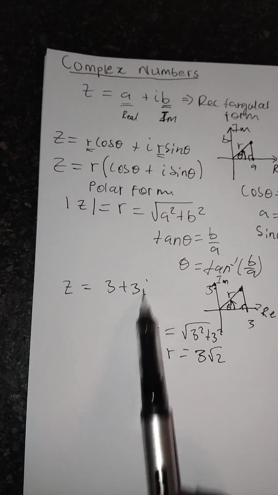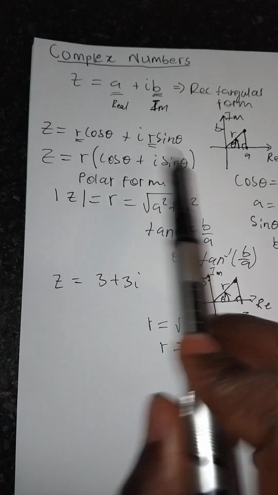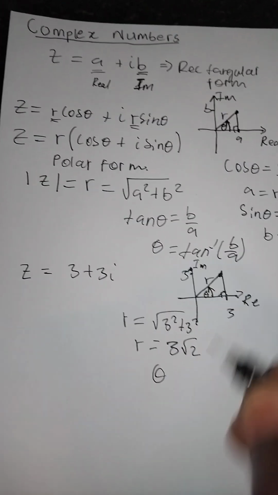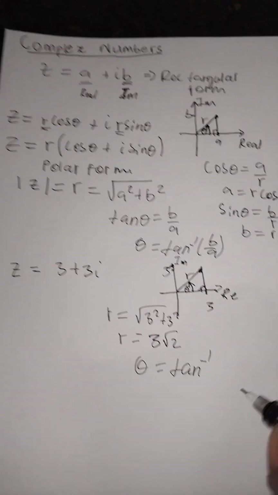Remember, we're converting this rectangular to polar form, and the equation of a polar form is r cos theta plus i sine theta. We have found r, now we want theta. Using this equation, since we're in the first quadrant, there's nothing that is going to be affected there.